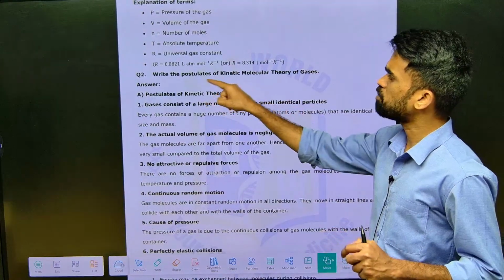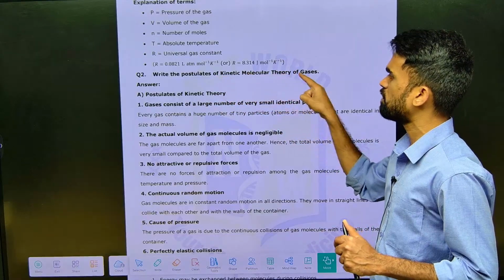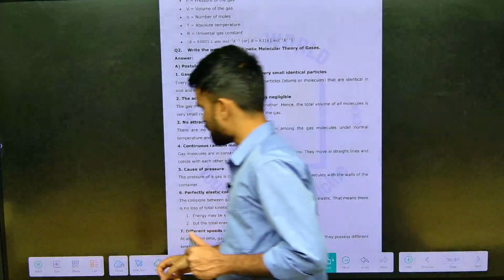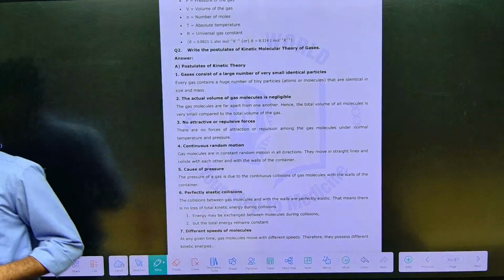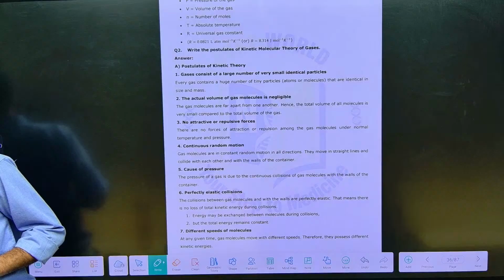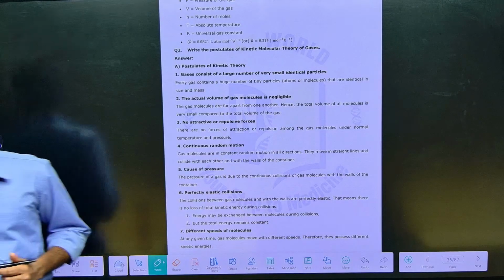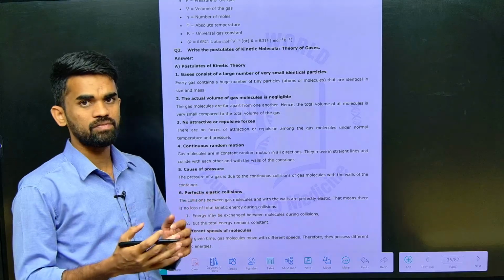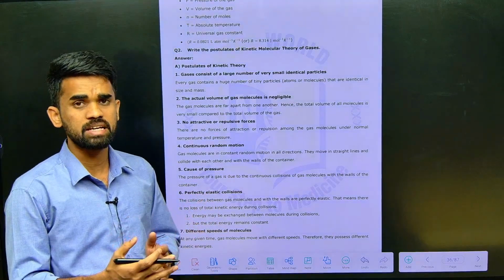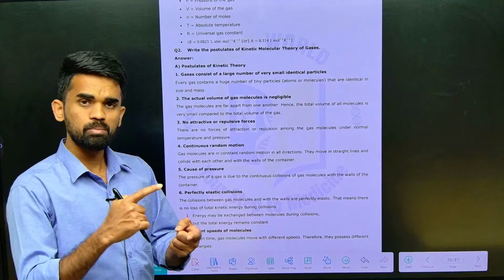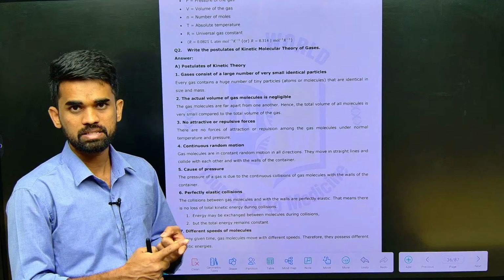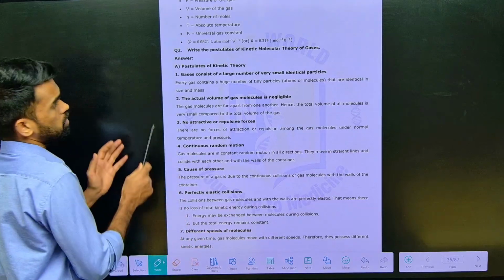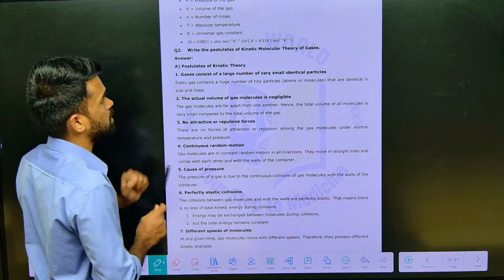Write the postulates of the kinetic molecular theory of gases. We can expect a question either directly on the postulates of the kinetic theory of gases, or we may need to use the kinetic theory of gases to derive Boyle's law, Charles' law and so on. I will explain that question also. In order to go further, you need to understand this question first.